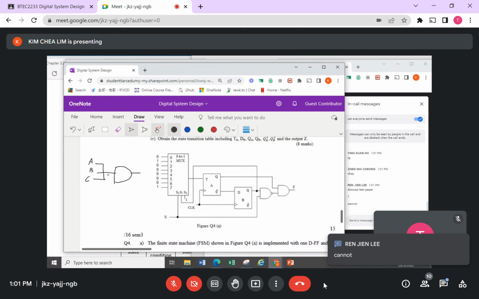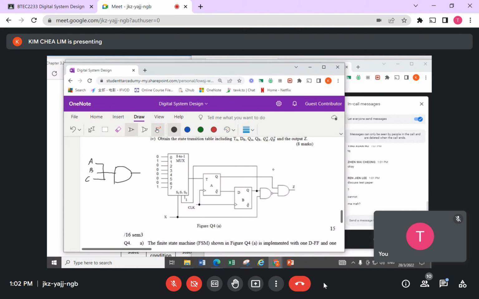Ren Jian and Ming Hang, I think, are two of them. It's like you never studied this circuit before. I get so disappointed, you know. Ren Jian, check your test paper. Oh, I think the day you were not in. So I gave out the test paper already.